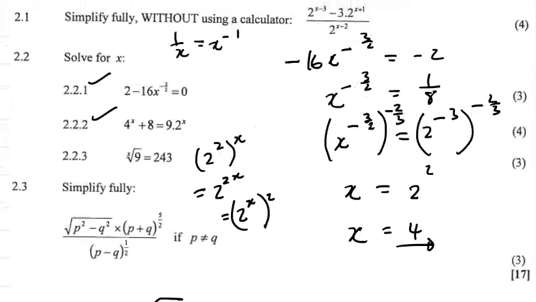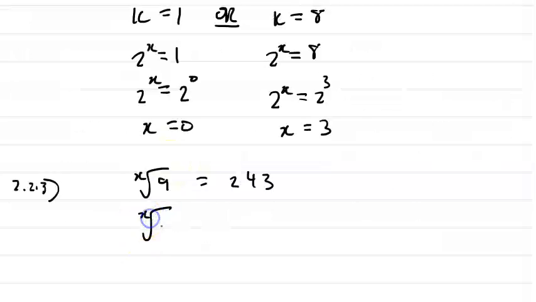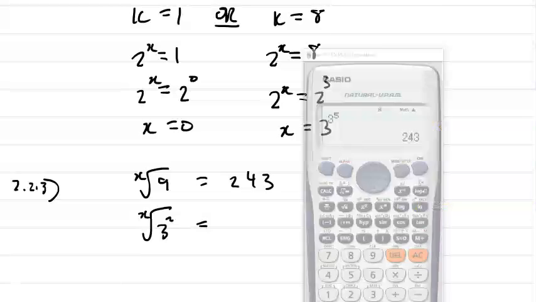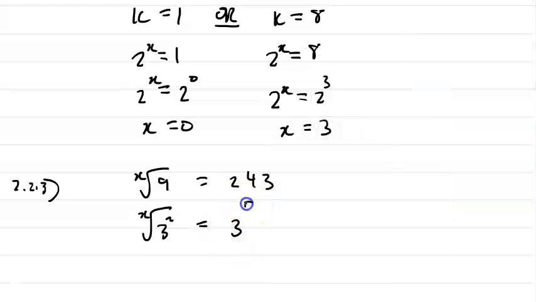Last question that I want to look at today is 2.2.3. The x root of 9 equals 243. That is, the x root of 3 squared equals 243. Now let's try and get 243 with base 3. So that'll be 3 to the power 5 equals 243. So that's 3 to the 5.